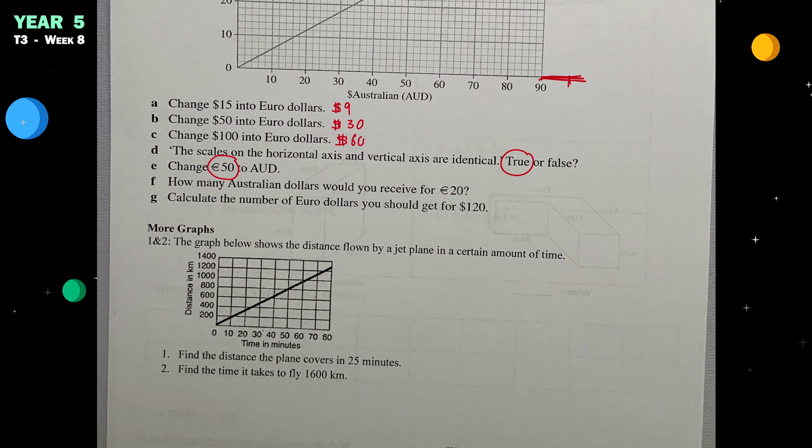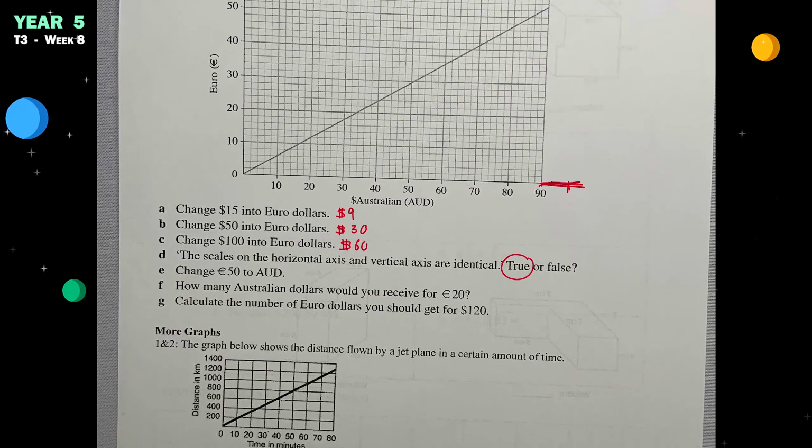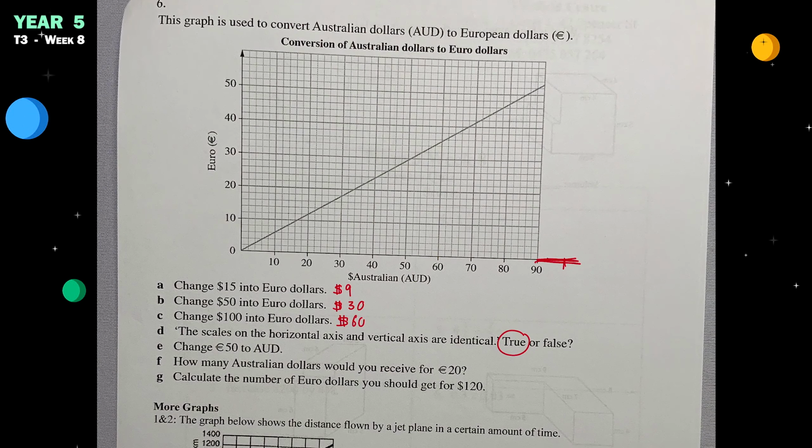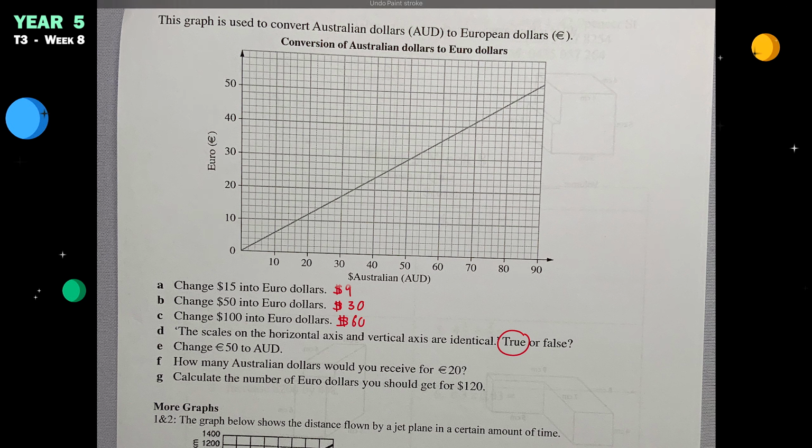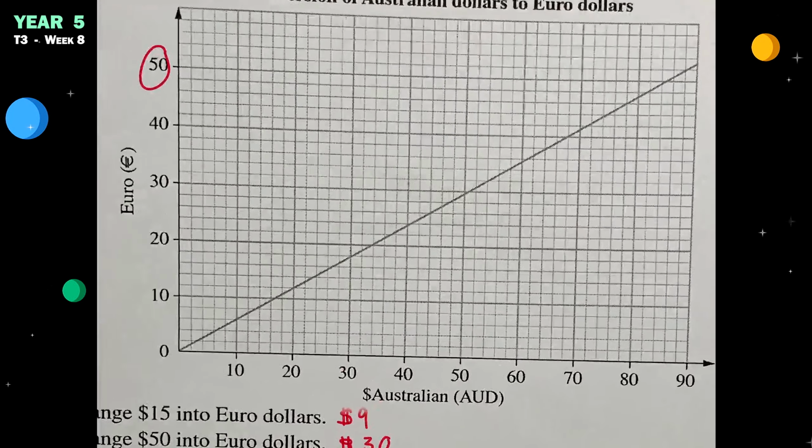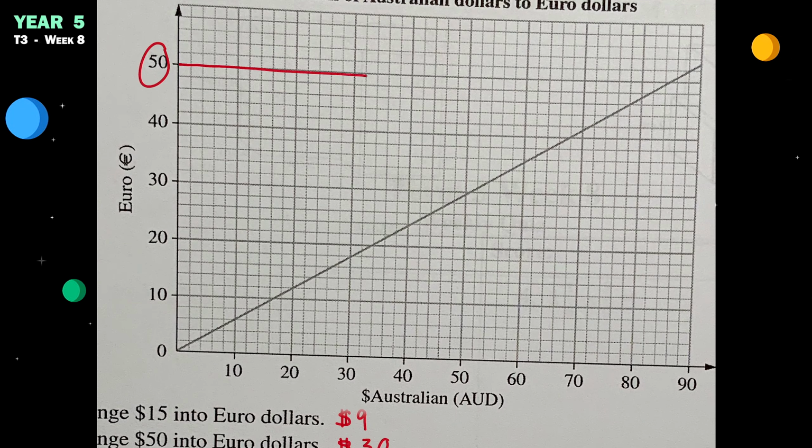So if you want to do that, you got to work backwards. Okay, so let's look at 50 European dollars. We do not look on this horizontal axis because this is your Australian dollars. You're interested in European dollars, so you're going to use this axis. So here's your 50. Now we go across on the line, and it hits this point here. And you draw a line down.